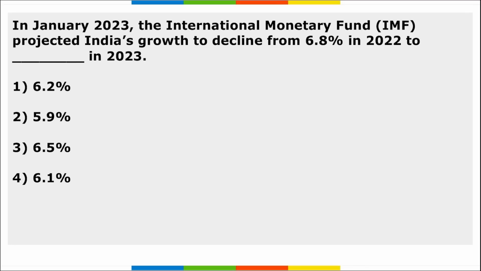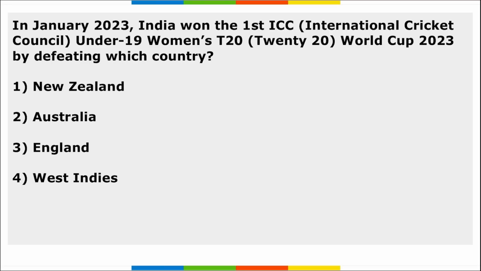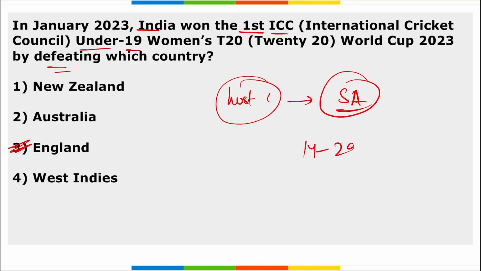merchants. Next, in January, the International Monetary Fund, that is IMF, projected India's growth to decline from 6.8% in 2022 to 6.1% in 2023. So the correct option is option 4. Next, India won the first ICC Under-19 Women's T20 World Cup by defeating which country? They defeated England to win the first edition of the ICC Under-19 Women's T20 World Cup. Important question asked here: which was the host country for the same Under-19 Women's T20 World Cup? It was South Africa, and it was from 14th to 29th of January.